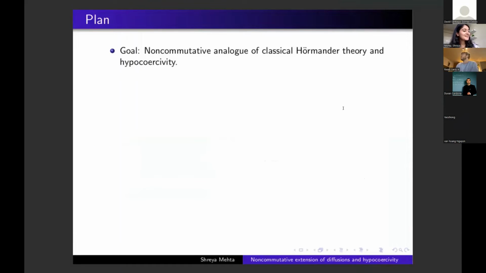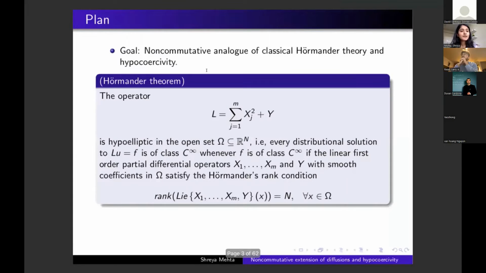Sorry. Okay. So today I'll first be talking about the non-commutative analog of the classical Hormander theory, and then I'll give a non-commutative framework for proving hypercoercivity. We recall the Hormander theorem: if we take the operator to be the sum of the squares of some fields and the sum of some linear terms, it is hypoelliptic if these partial differential operators satisfy the Hormander rank condition. That is, the rank of the Lie algebra generated by these operators is n.